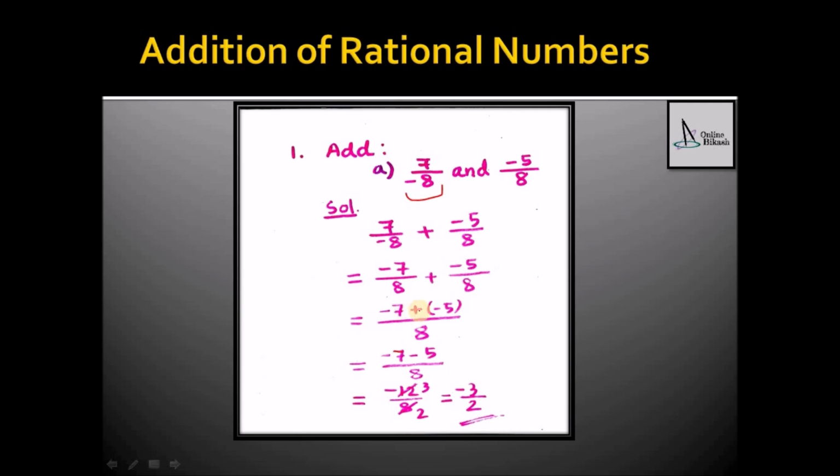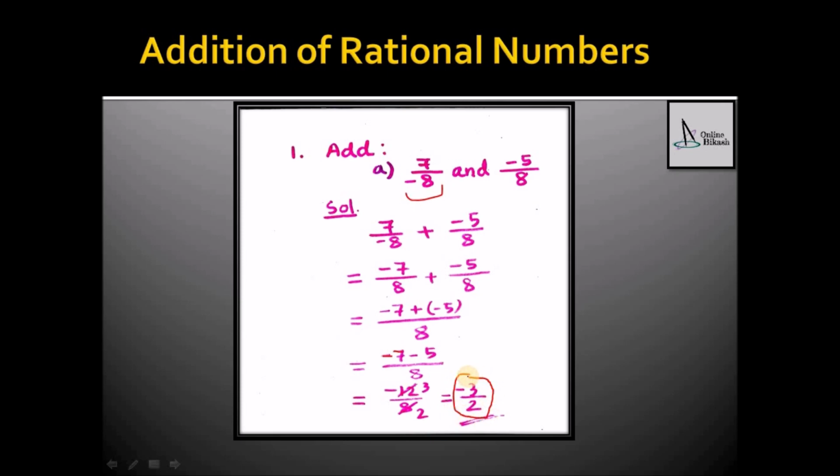So minus 7 plus minus 5. Plus and minus, if you multiply them, will become minus. So minus 7 minus 5, and when both have a negative sign, we will add them, but in front of the sum we will put the minus sign. So minus 7 and minus 5 will be minus 12 divided by 8. If you take it to the lowest term, with 4 you can cancel: 4 2s are 8 and 4 3s are 12. So finally our answer is minus 3 by 2.